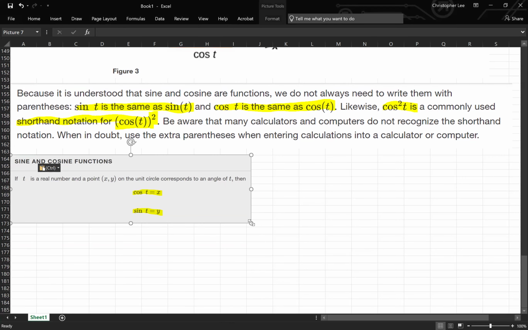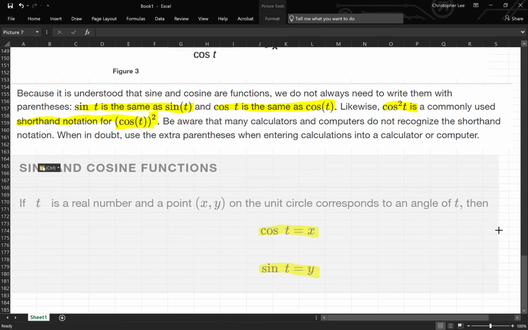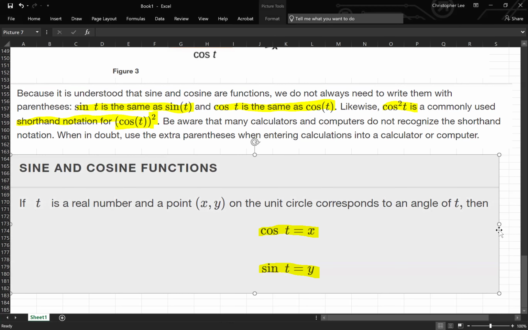All right, sine and cosine functions. If t is a real number and a point x, y on the unit circle corresponds to the angle t, then cosine t is equal to x, and sine of t is equal to y.